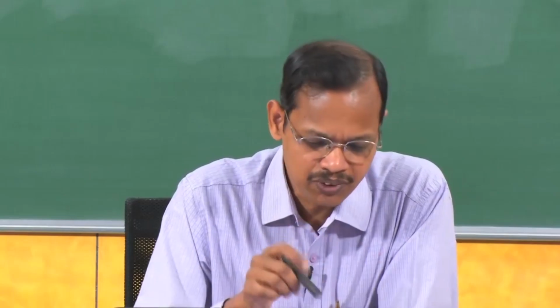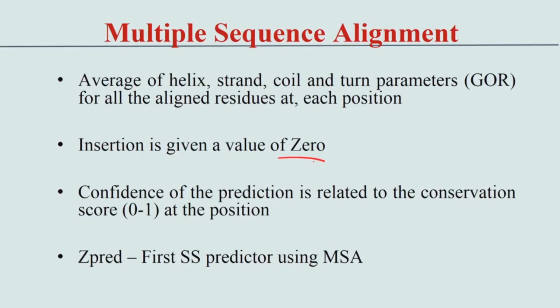If there is an insertion or deletion, where there is a gap, then we use a value of 0, and for the others they get the table for the helix, strand, coil and turn and get the values, and finally look at the 4 different states, then you can predict. If the confidence is very high, based on the conservation score between 0 and 1, if it is 1, then you can get higher confidence than the value of 0. So, the first predictor is ZPRED. This is the first secondary structure predictor using multiple sequence alignment.